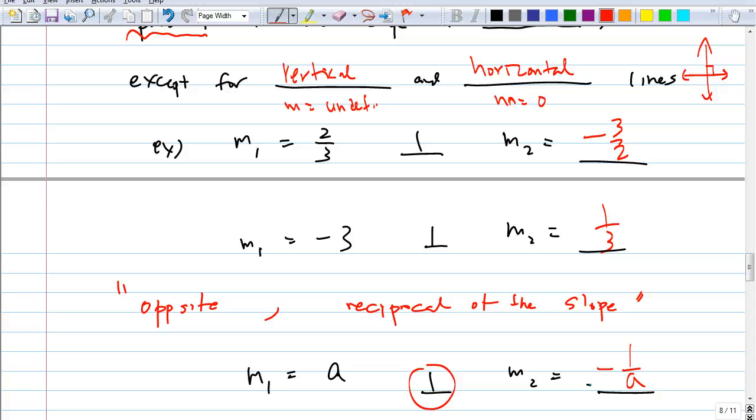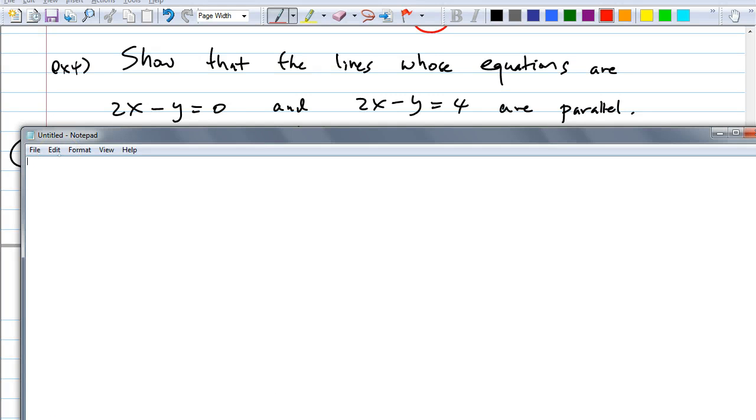Okay, write this down. I'll give you some time. I see a lot of people writing, so let me wait. Okay. So on your homework tonight, it's going to say something like this: show that the two lines whose equations are 2x minus y equals 0 and 2x minus y equals 4 are parallel. How would you do this?